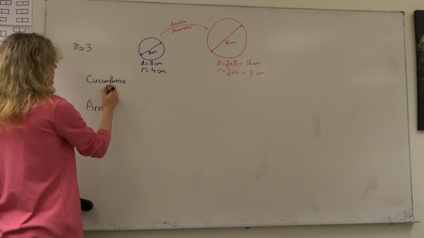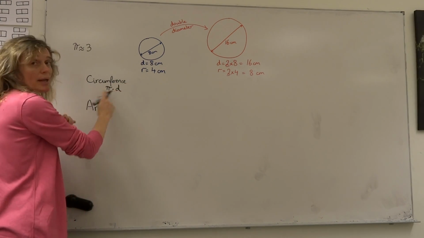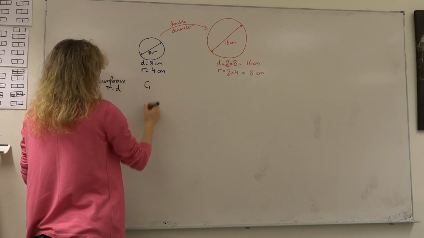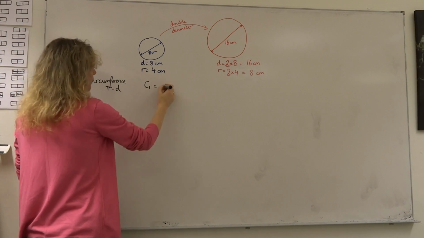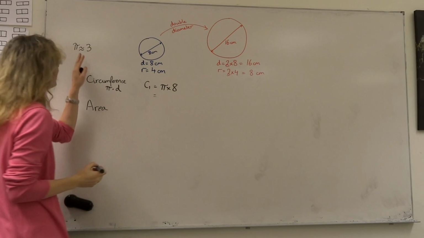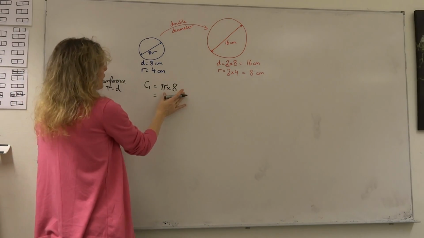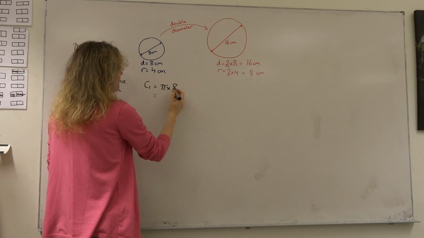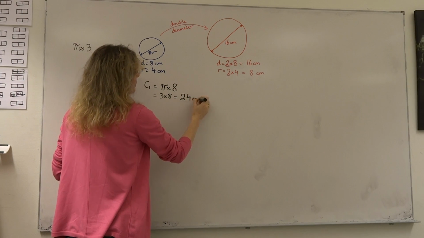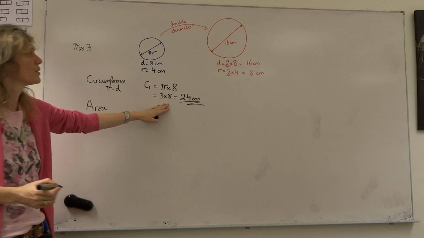Well, the circumference of a circle is always calculated by pi times the diameter. So for circle 1, the circumference would be pi times 8, and we're approximating pi to 3 in this question, just to give us an approximate value of the circumference. So we'd get 3 times 8, which is 24 centimeters. So the circumference of circle 1 is 24 centimeters.